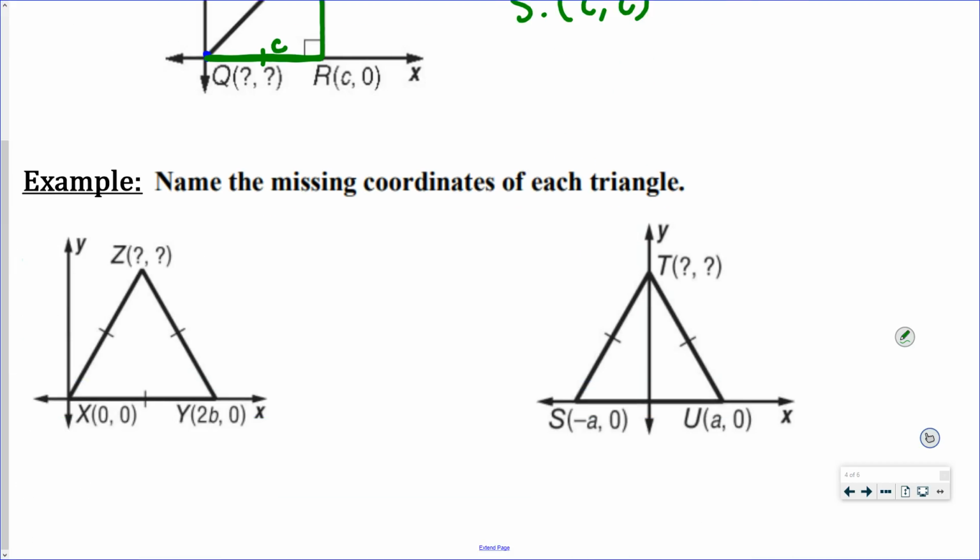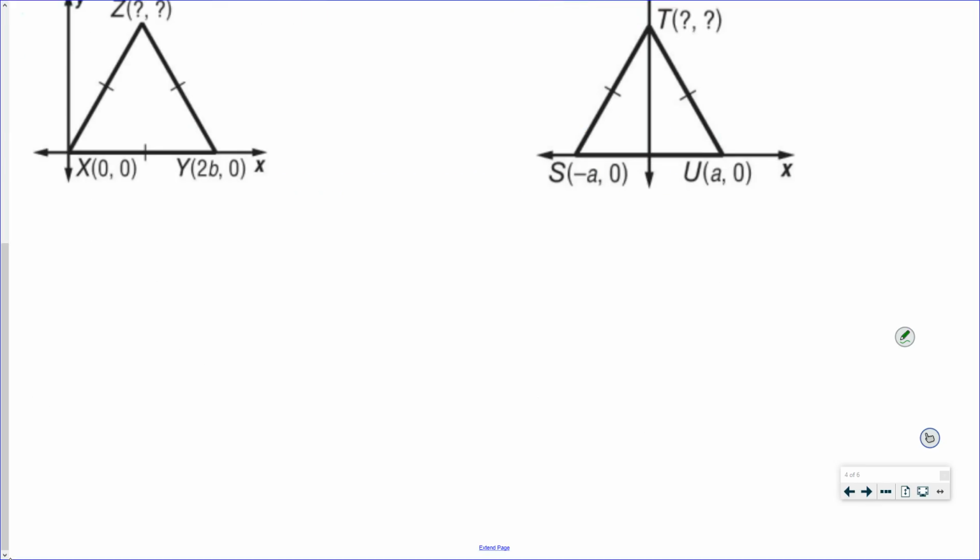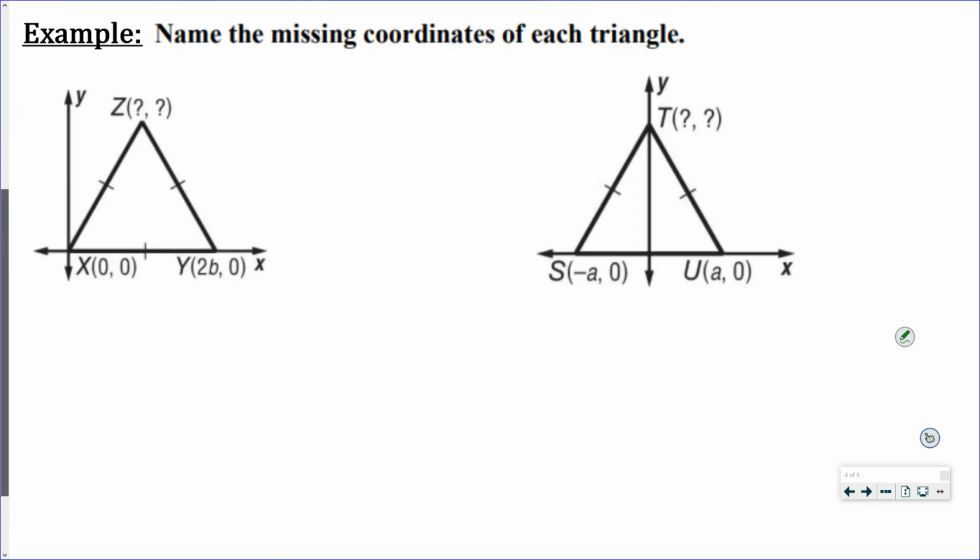Name the missing coordinates of each triangle. This one's showing me that I have an equilateral triangle. X, they gave me, was at the origin. Y is 2b, comma 0, meaning this distance is what? 2b. They want me to find Z.